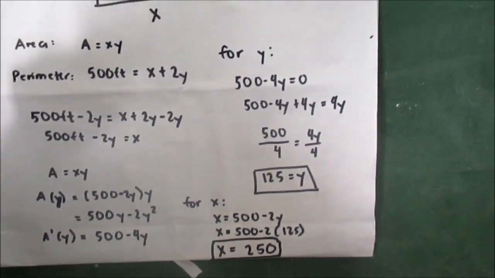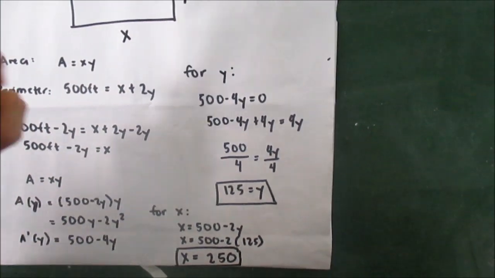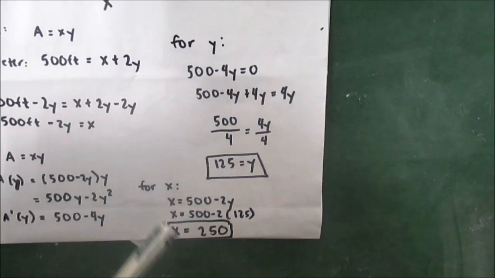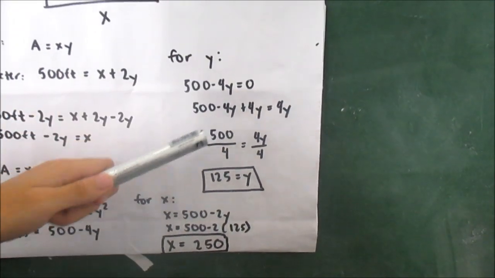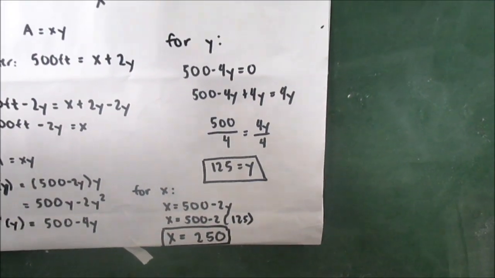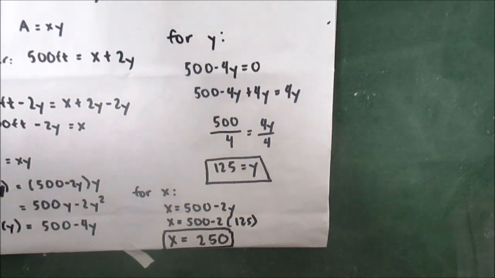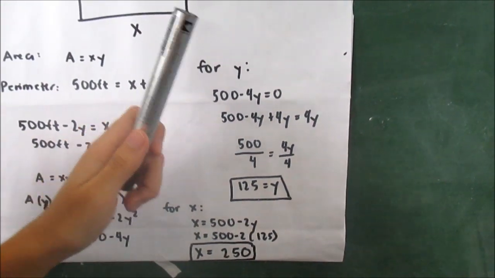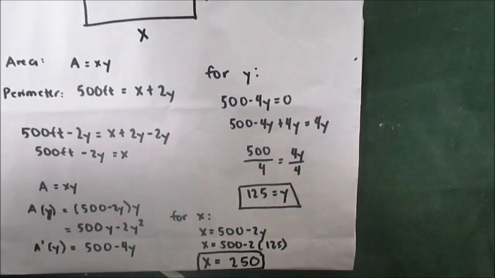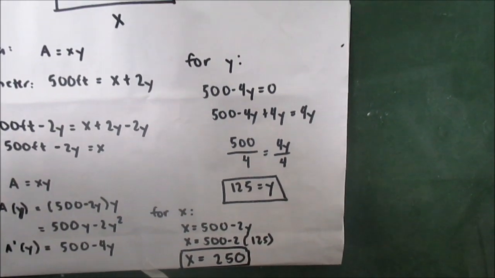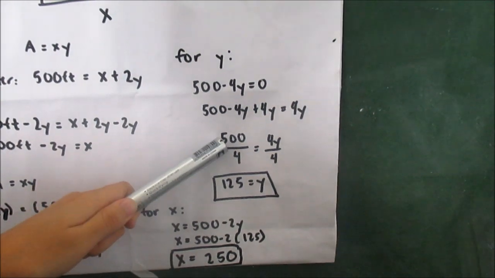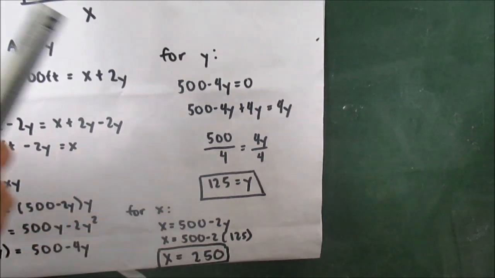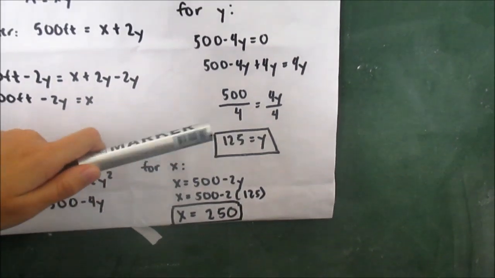Next, for the y, we will use the derivative. And to get the y, we will add 4y to each side. So we are left with 500 is equal to 4y. Next we will divide each term by 4. So 500 divided by 4 is 125, and 4y divided by 4 is equal to y. So we have now our y.